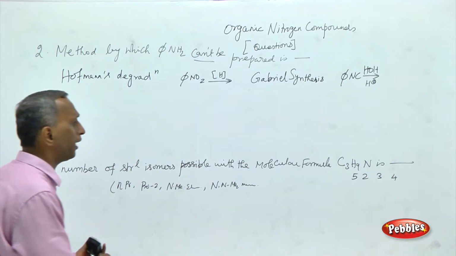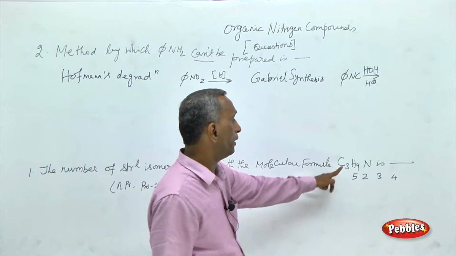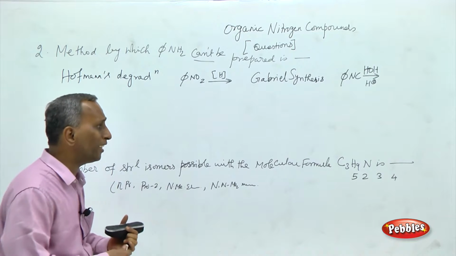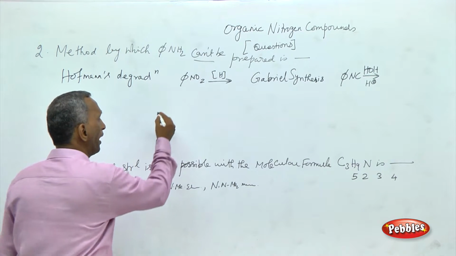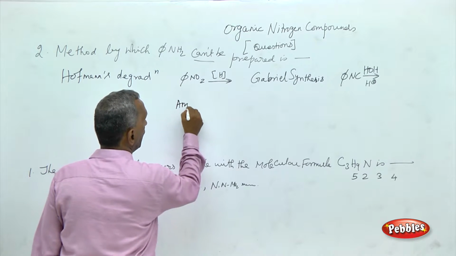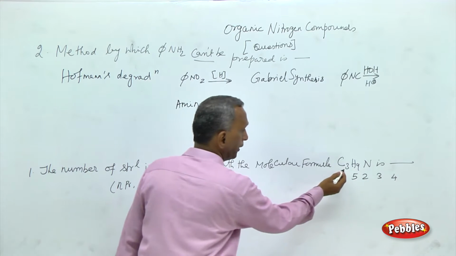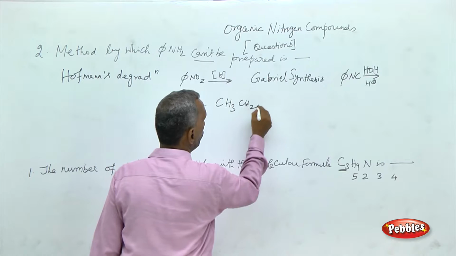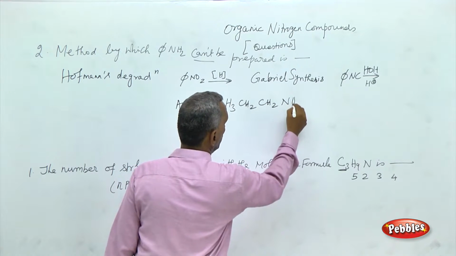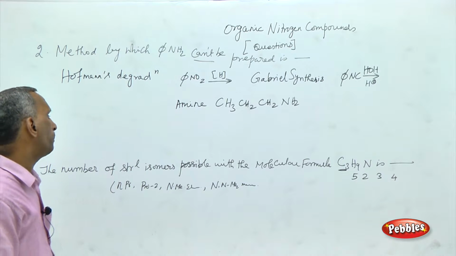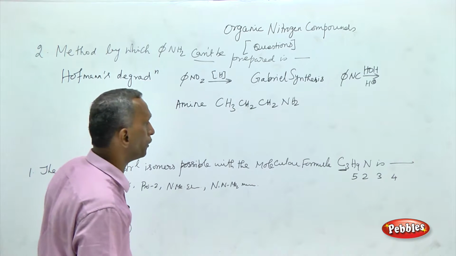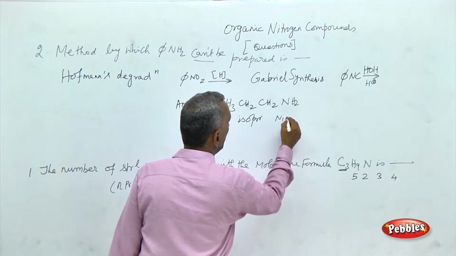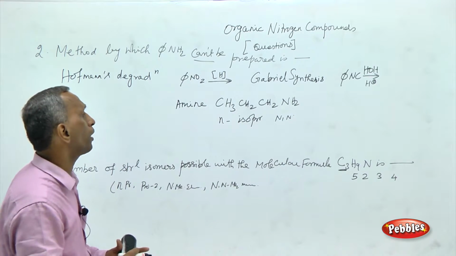Now C3H9N means it contains carbon, hydrogen and nitrogen. So organic nitrogen compounds containing only carbon, nitrogen and hydrogen may be amines. Amines have the formula RNH2. So here it contains 3 carbons, so amines with 3 carbons: CH3CH2CH2NH2. This is called propylamine. In this propylamine there are 3 isomers possible: N-propyl, isopropyl and N,N-dimethylamine. How the methyl groups are attached?